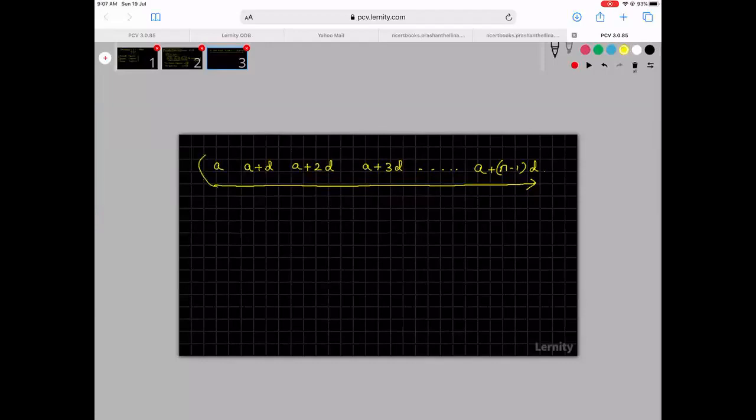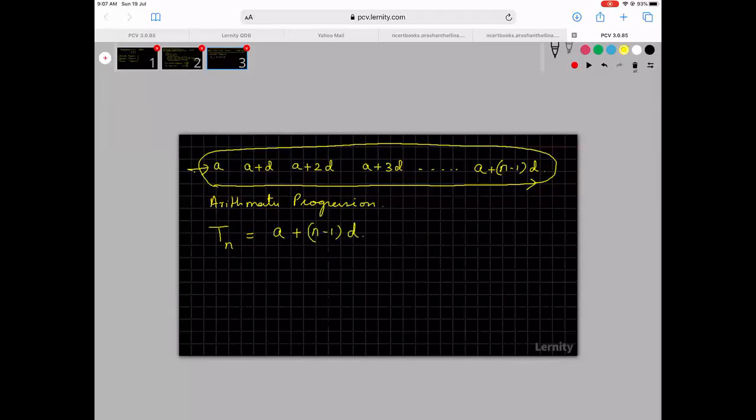Such a sequence of numbers where there is a common difference between them is what is referred to as an arithmetic progression. We are interested to know the nth term. Very simple: the nth term is A plus (n minus 1) times D. Apart from the nth term, we are also interested to know the sum of n terms.